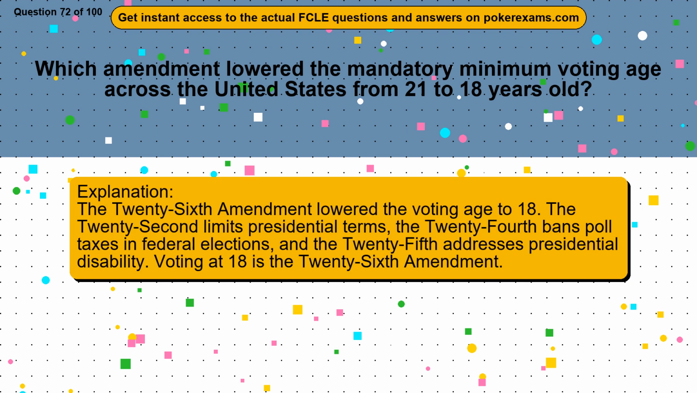The 26th Amendment lowered the voting age to 18. The 22nd limits presidential terms, the 24th bans poll taxes in federal elections, and the 25th addresses presidential disability. Voting at 18 is the 26th Amendment.